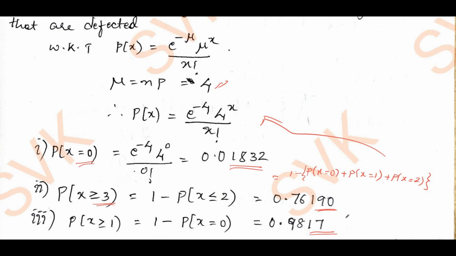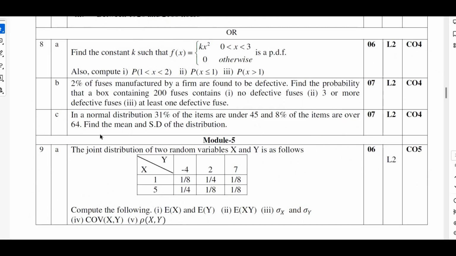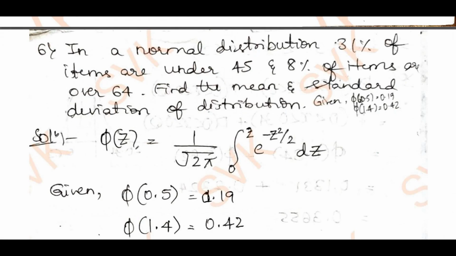This is how to solve this simple problem. So moving on to the next question, which is on normal distribution. In a normal distribution, 31% of items are under 45 and 8% of items are over 64. Find the mean and standard deviation of the distribution. So by using normal distribution, for the given data we need to find mean and standard deviation.